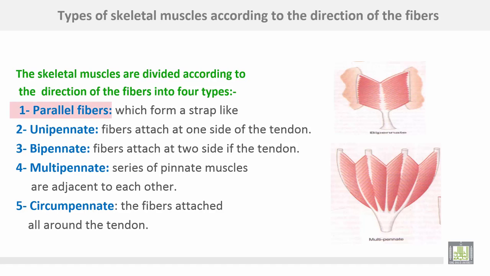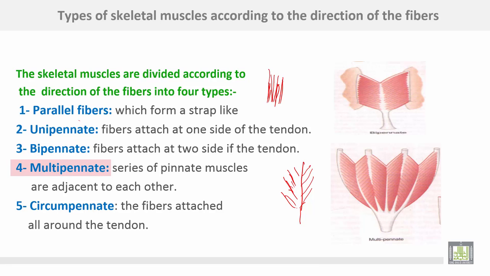Number one, parallel fibers. The fibers are parallel to each other, like that. This is parallel fibers. Then unipinnate, fibers attached to one side of the tendon. This is unipinnate, attached only to one side of the tendon. Then bipinnate, fibers attached to both sides. If they are on the opposite side also, it becomes a bipinnate muscle.